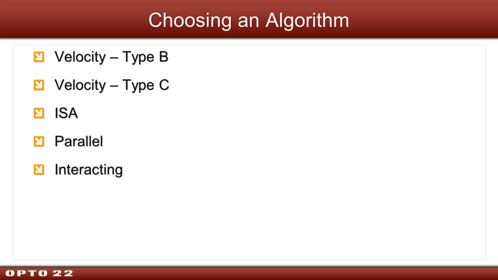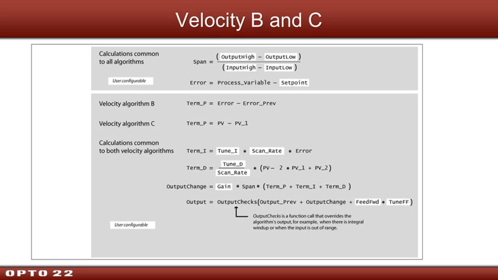So the next thing we need to do is choose which algorithm. Opto offers 5 different algorithms. The velocity type C is relatively new. We only added that about a few months ago. So previous to that we were offering 4 different types. So let's have a look at the different types. And we're going to start by looking at the velocity.